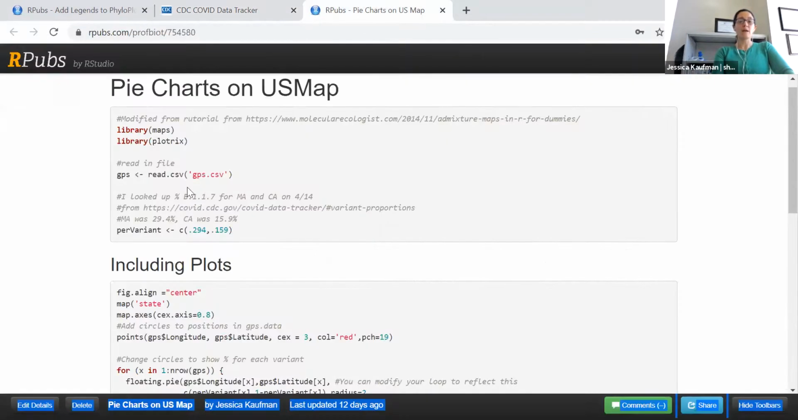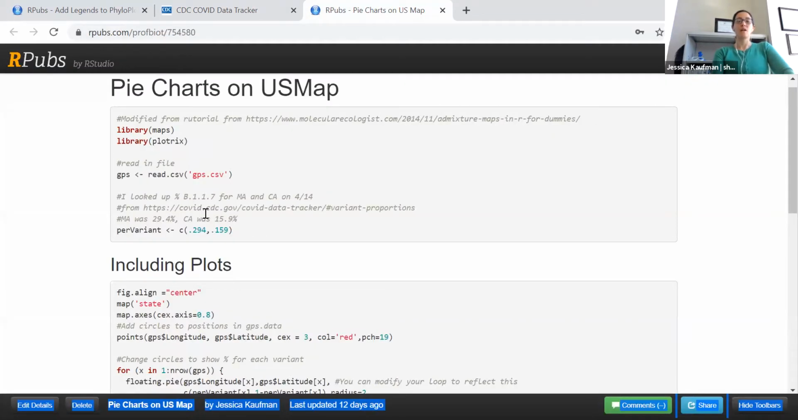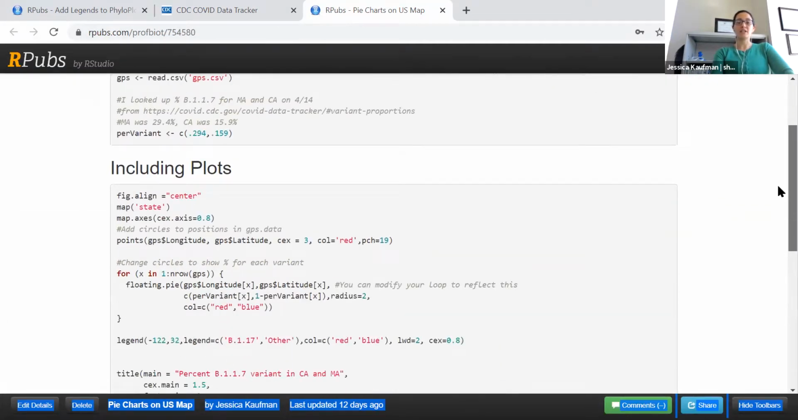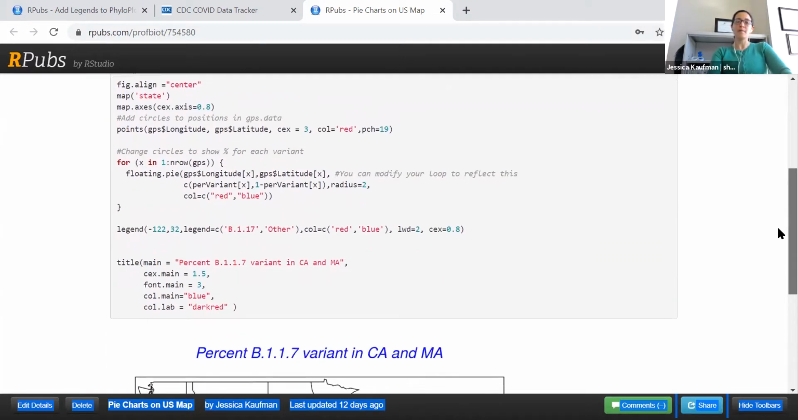So when I made this map, this was on April 14th. Massachusetts was 29.4% and California was 15.9%. Now, just a little bit later on April 26th, Massachusetts has jumped up to 31.1% and California has jumped up to 17.8%. Once you have your percentages typed in and your GPS locations read in, you're ready to make the map.